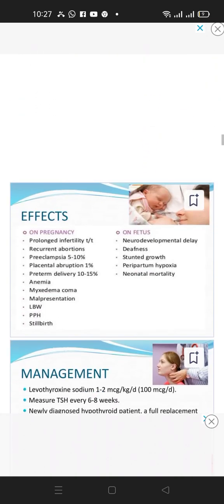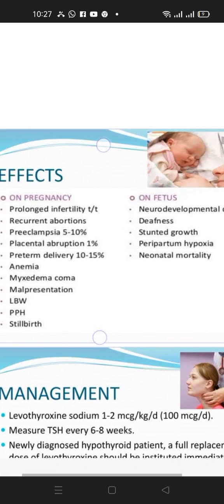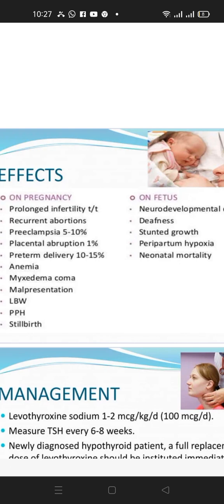So what are the fetal and maternal effects on the pregnancy? The effects are prolonged infertility, subfertility in the patient. Why? Because of hypothyroidism, once the thyroid stimulating hormone is produced, it also induces the release of prolactin. Prolactin basically produces amenorrhea, endometrial thinning, and ultimately anovulation, and this will result in subfertility.